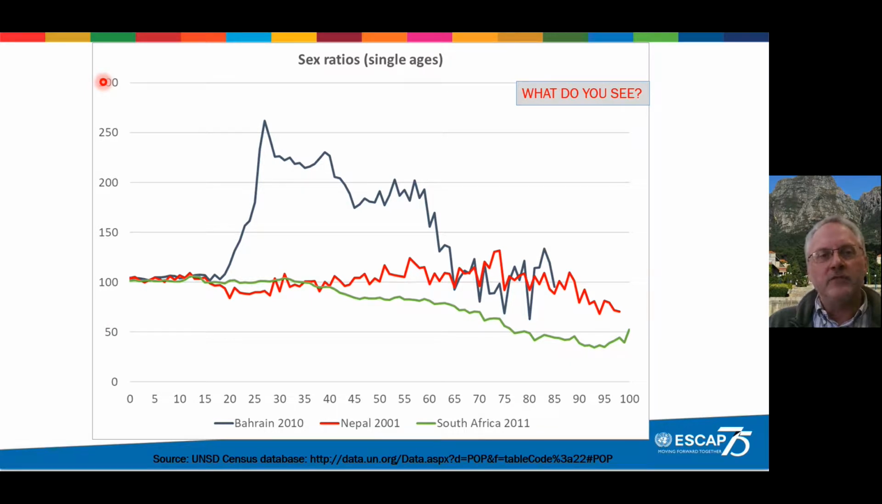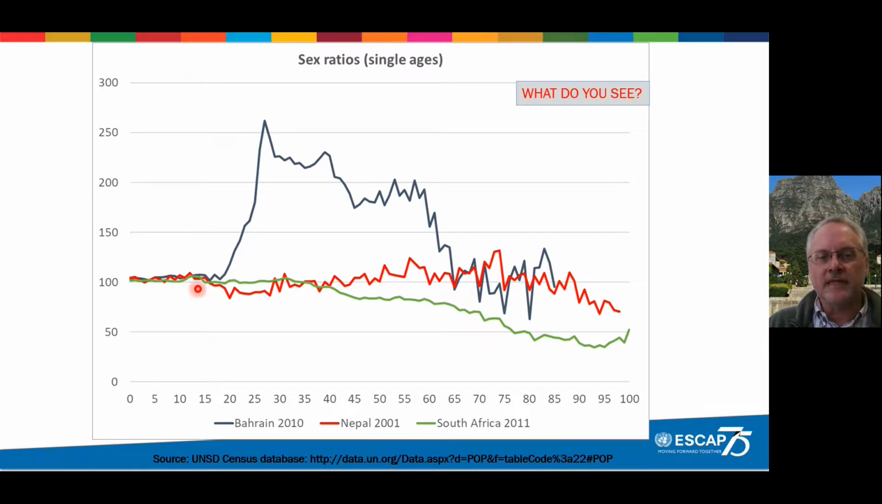Now, our prior expectation is that in most human populations, the number of male births is roughly equivalent to the number of female births, and male and female mortality in early childhood and adolescence are at very similar levels. And so we would tend to expect to see sex ratios very close to 100 for children and young adults up into early adolescence.